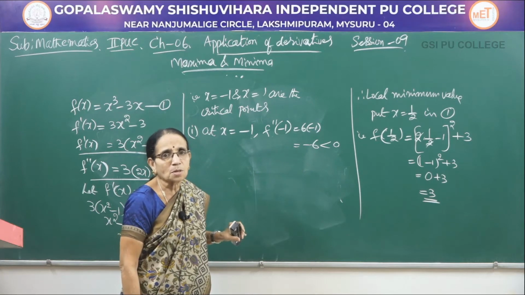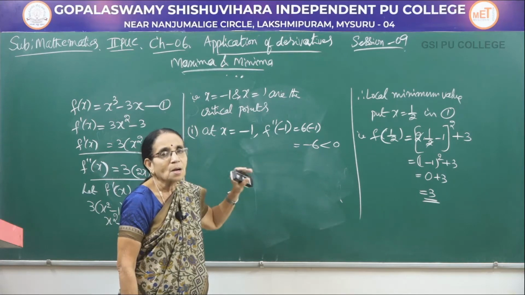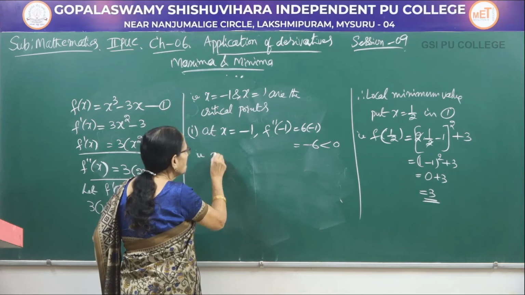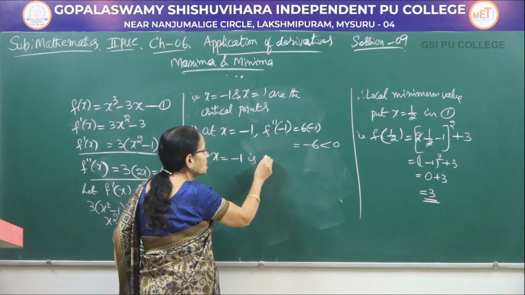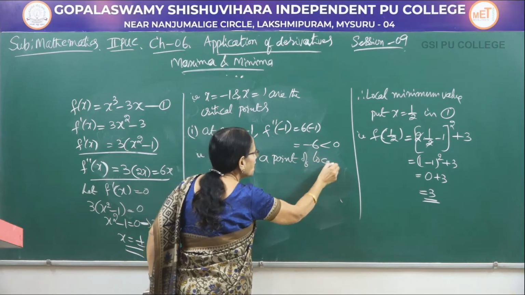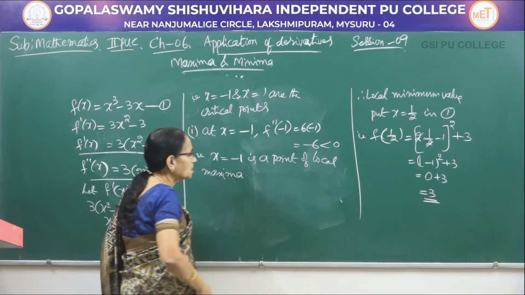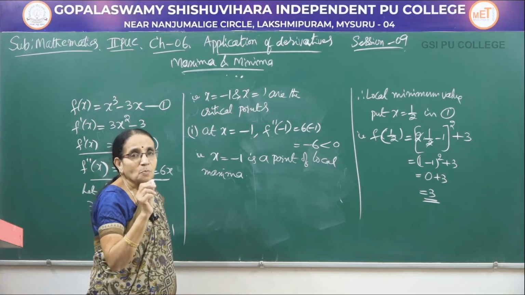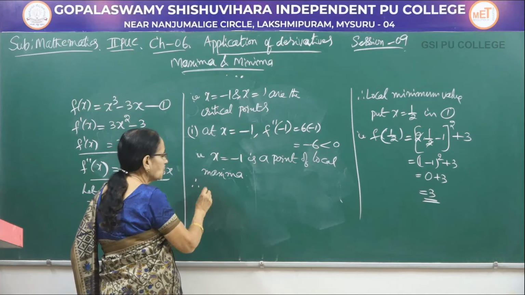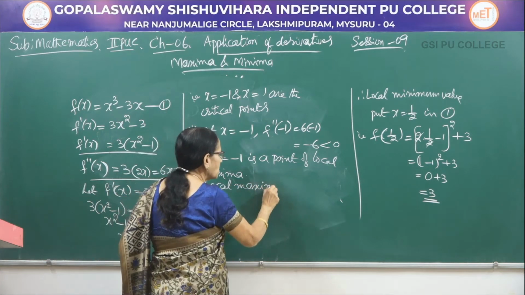So what is our conclusion? When the second derivative is negative at a particular point, it is a point of local maxima. That is, you write x is equal to minus 1 is a point of local maxima. See, when you know that it's a point of local maxima, it is better to calculate the maximum value immediately. Therefore, you write the local maximum value.